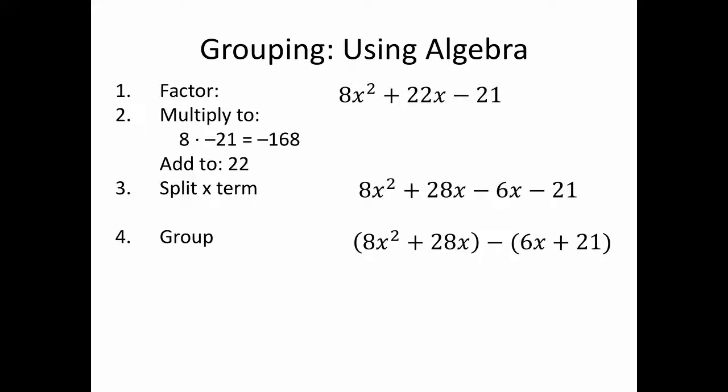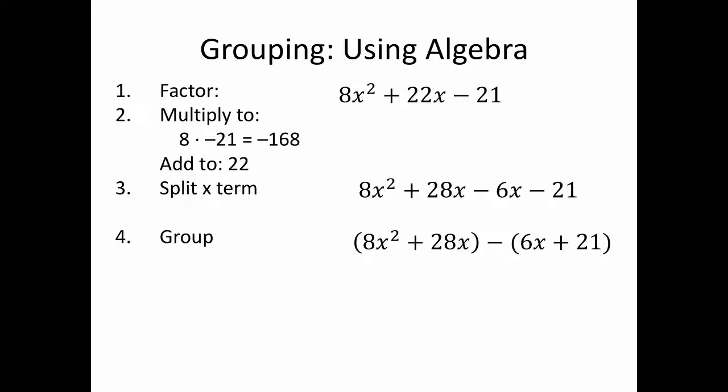Now this is something that's very important. When you split the x term and the second one is negative, notice that when you group the second two terms, the sign between the 6x and the 21 in this case changes to positive. Now you'll notice that when you expand negative 6x plus 21, it expands correctly into negative 6x minus 21 without parentheses. But you need to remember, again, that this sign needs to change.